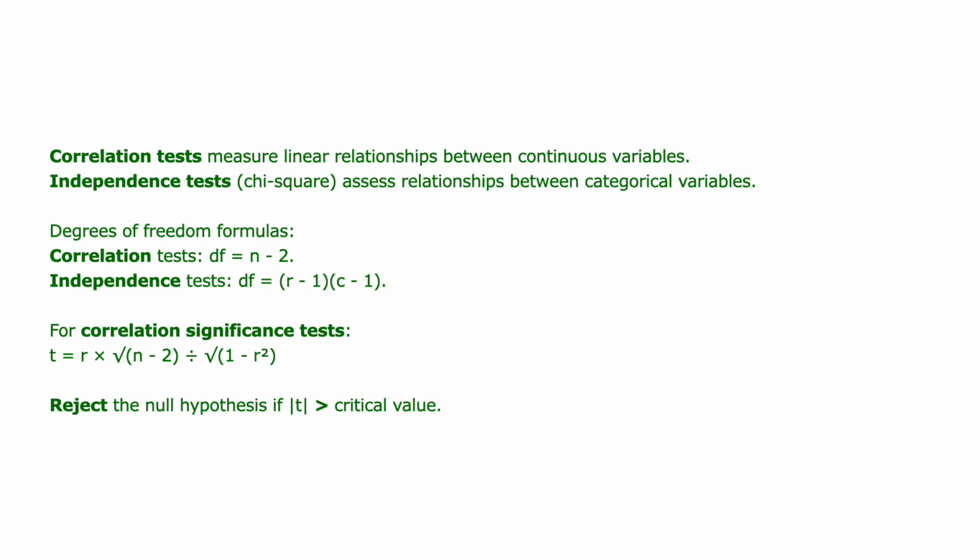Correlation tests use df equals n minus 2, while chi-square independence tests use df equals r minus 1 times c minus 1. The t-statistic formula is consistently applied. Significance requires the absolute t-statistic to exceed the critical value.